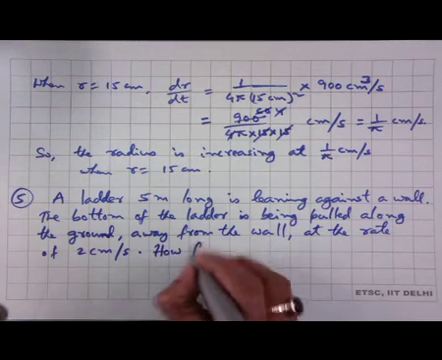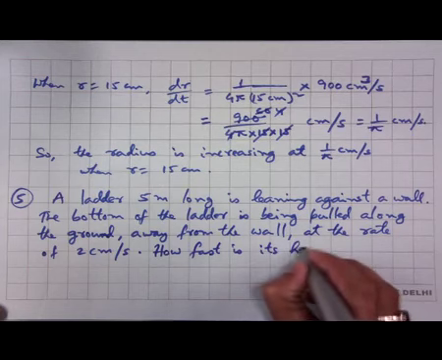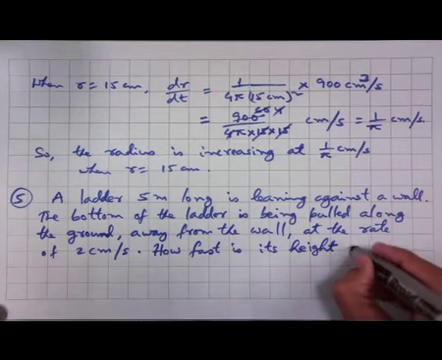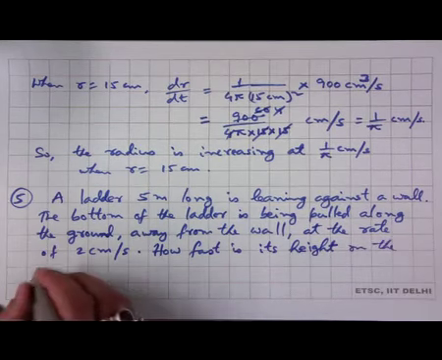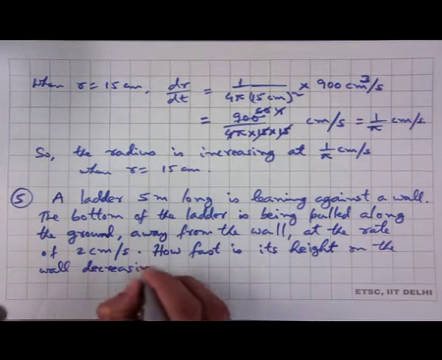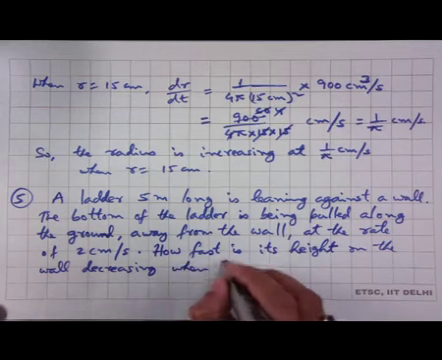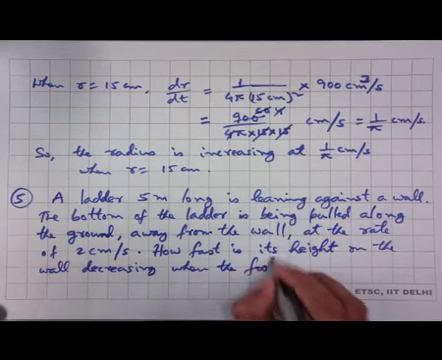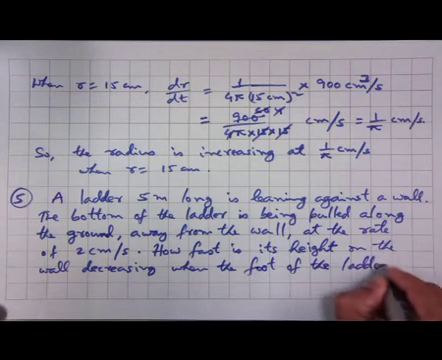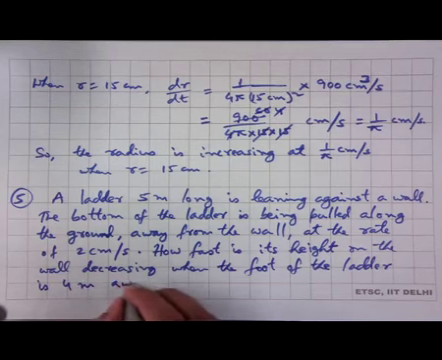So, the question is how fast is its height on the wall decreasing when the foot of the ladder is 4 meter away from the wall.